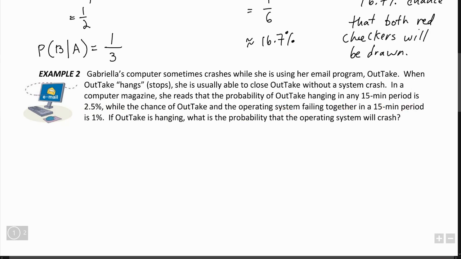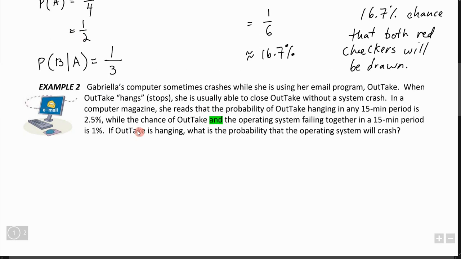Let me just highlight this word here, because that usually indicates something, right? And so then if Outtake is hanging, what is the probability that the operating system will crash? Okay, so if something has already occurred, what is the probability that the next event will occur? So that gives you clues here. This question, as you read it, will give you a clue as to what you're trying to solve.